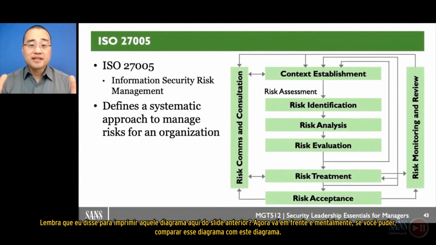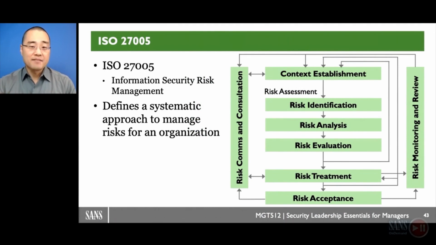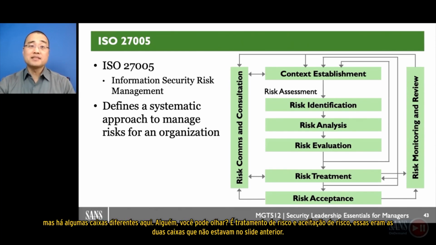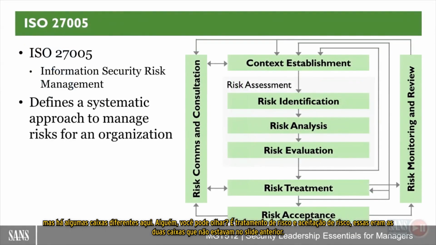Now remember I said to imprint that diagram from a prior slide? Now go ahead and mentally compare that diagram to this diagram. Very similar to what we saw before, but this is ISO 27005. 27005 is the security risk management standard from ISO, and you'll notice that the diagrams are very similar, but there are a couple of different boxes here. Can you glance which? It is risk treatment and risk acceptance. Those were the two boxes that weren't on the prior slide.